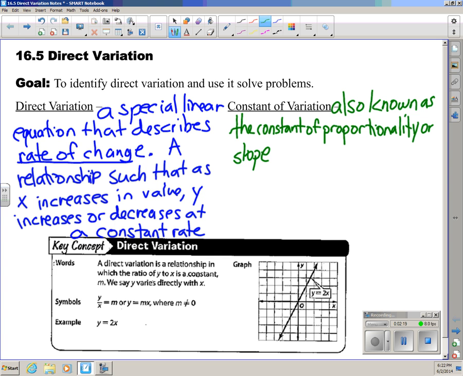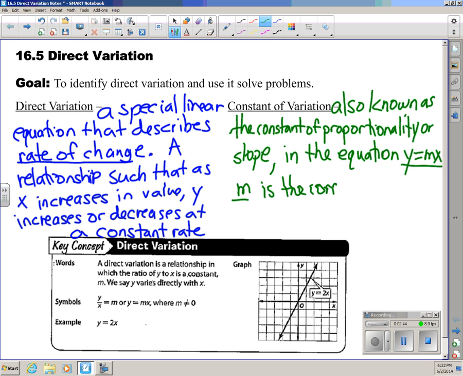Before, the equation you saw was y equals kx. And now instead of k, they use m because you learned yesterday that m stands for the slope. So in the equation y equals mx, m is the constant of variation.